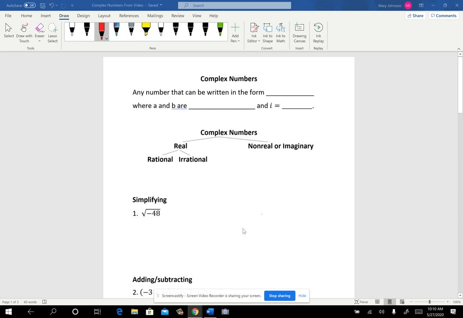Hi, in this video, I'm going to work through some problems dealing with complex numbers and how you do various operations with complex numbers. If you want to read about it, this is in section 1.4 of the textbook.